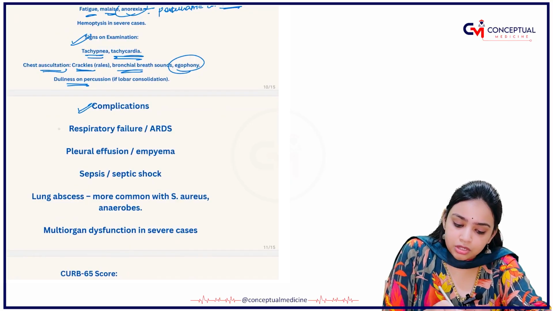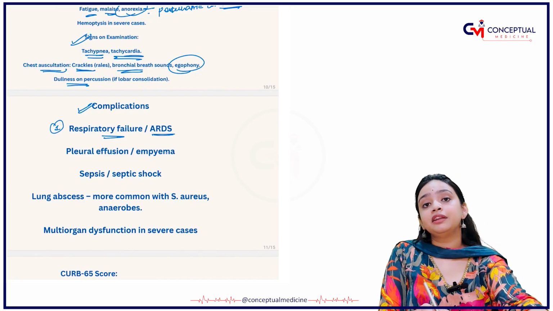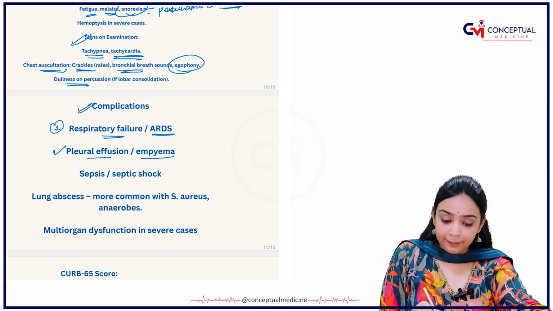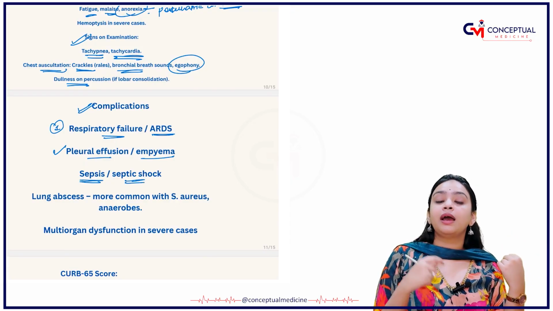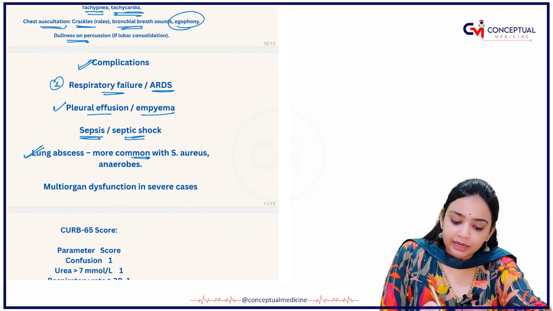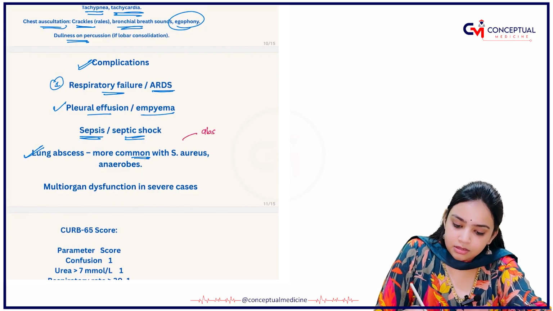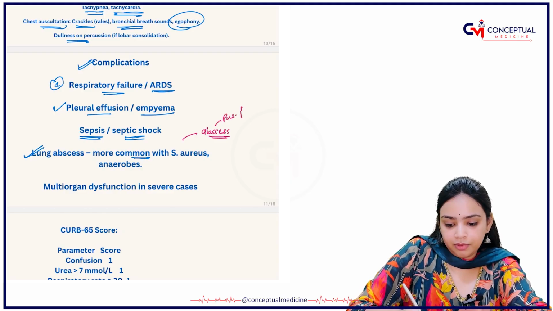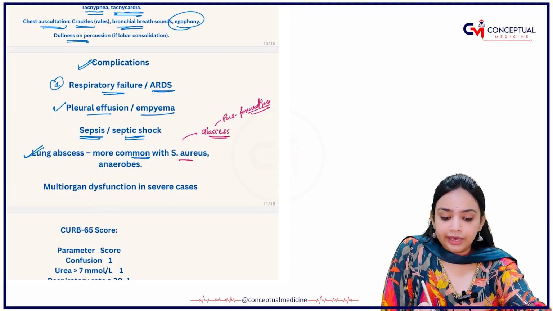What are the complications? The complications can be respiratory failure, that is ARDS, acute respiratory distress syndrome. There can be pleural effusion, empyema. Sepsis can be there, infection, septic shock, and we will learn about the shocks later on, okay? Lung abscess will be there, that is more common. What is abscess? Abscess means pus formation. More common with S. aureus.